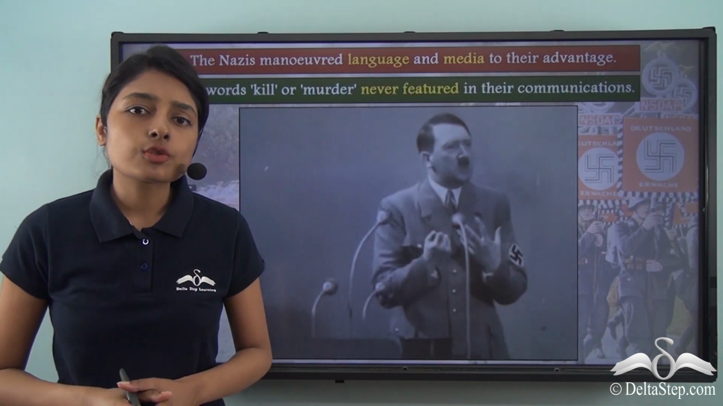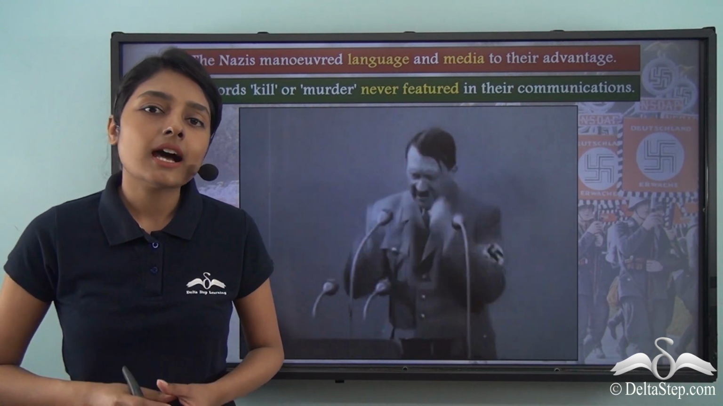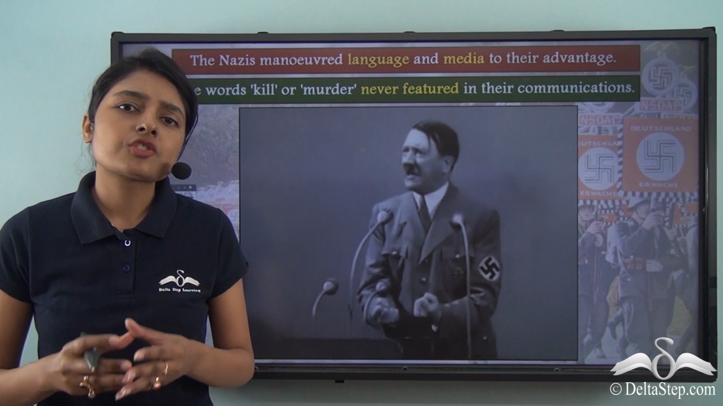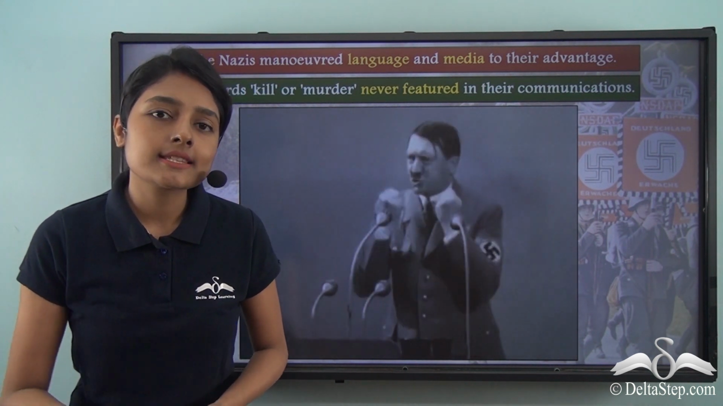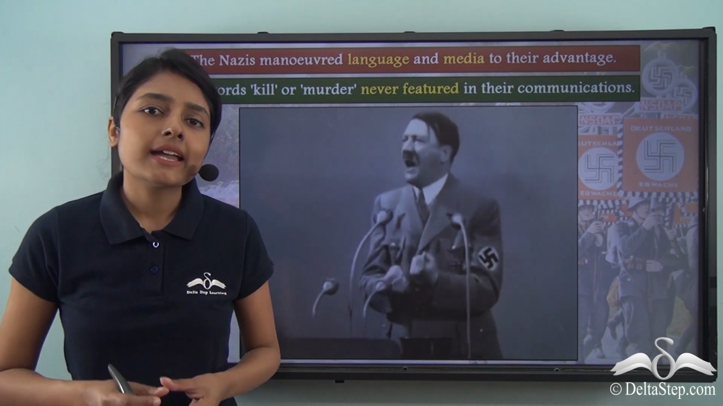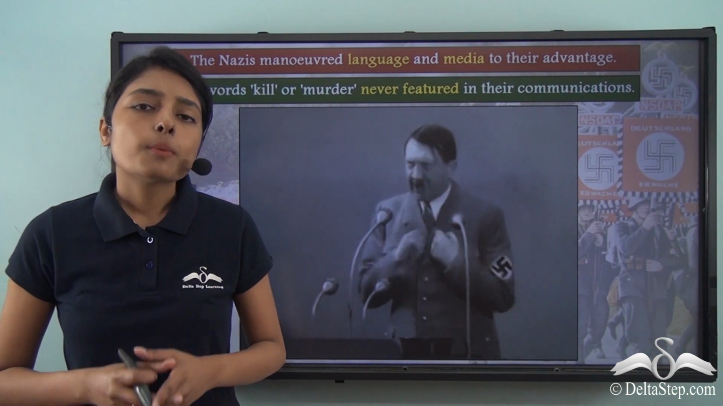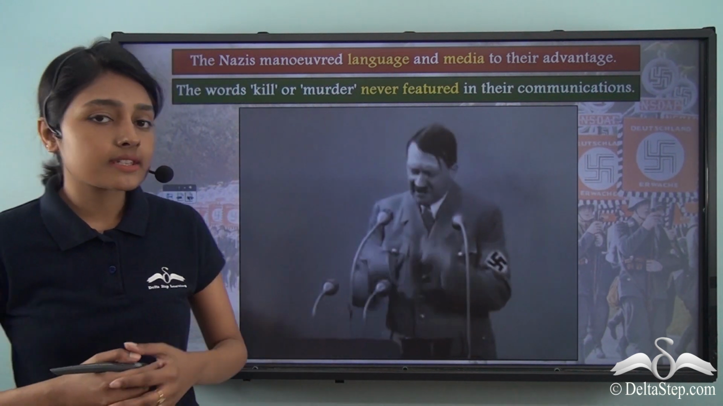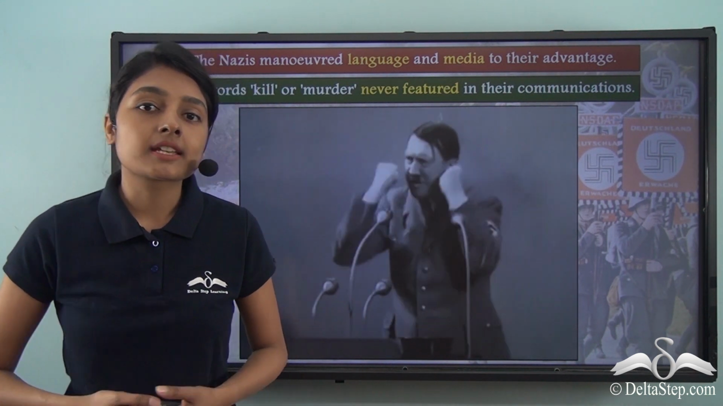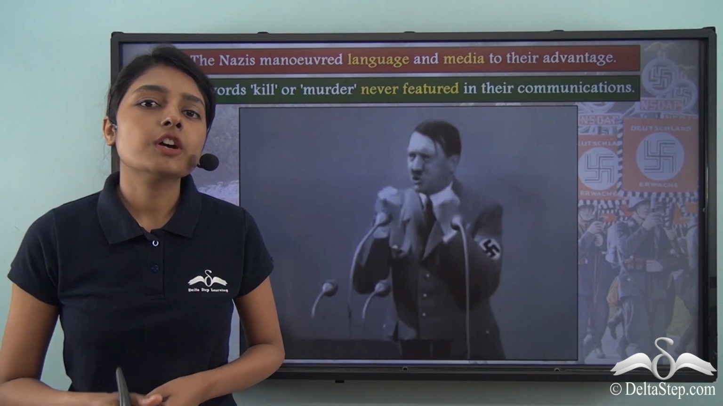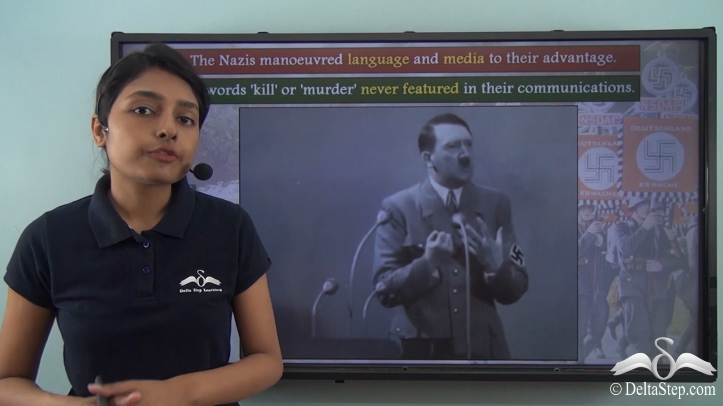You will be surprised to know that the choicest of words were used by Hitler and the Nazi party to describe the atrocious acts that they performed in the name of racial cleansing. Words like killing and murder never featured in their vocabulary. But what were the words that they used? They used certain words which were more euphemistic in nature. That is to say, they never used harsh words like killing or murder.